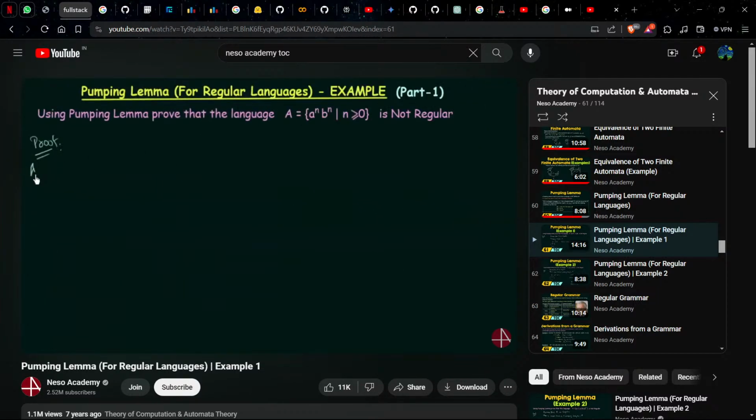So the first step is to assume that A is regular. Now, if we assume that A is a regular language, then it needs to have a pumping length, and let me call the pumping length p. So we have a pumping length p such that any string whose length is greater than or equal to p should be able to be pumped. Now let me choose a string which I will call s, and let's say that s is equal to a raised to p, b raised to p, where p is the pumping length.